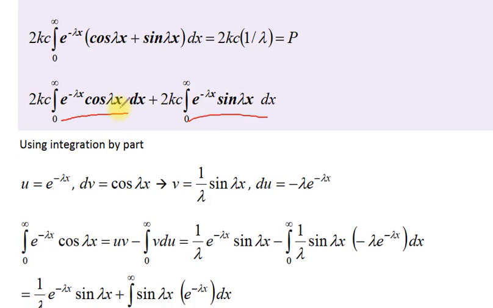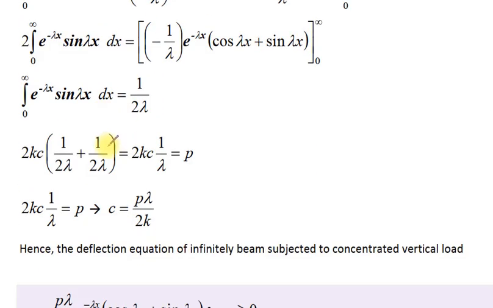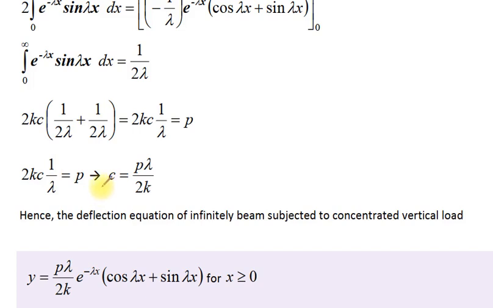Integration by using integration by parts. After completing the solution of integration by parts, we get the following equation: the integral of e to the minus lambda x sine lambda x dx equals 1 over 2 lambda. Then 2kc multiplied by 1 over 2 lambda plus 1 over 2 lambda will be equal to P. From this equation we can get the constant equal to P lambda over 2k.